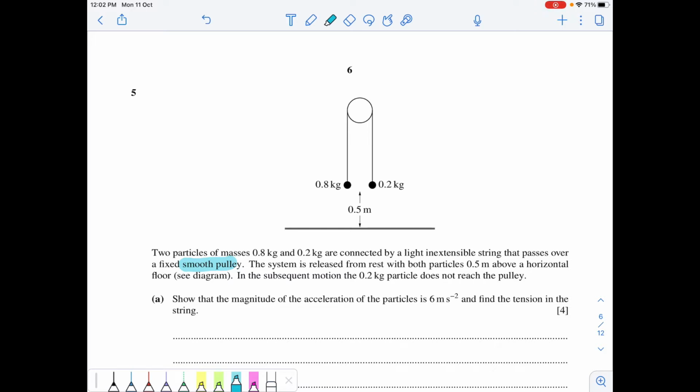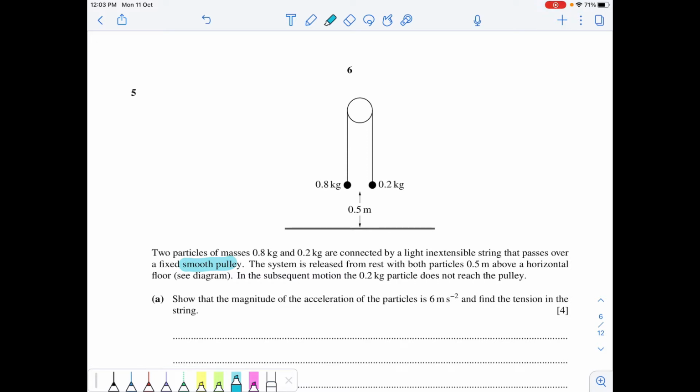Both particles are 0.5 meters above the horizontal. And in the subsequent motion, the 0.2 kilogram particle does not touch the pulley. In other words, the pulley is far enough away that it doesn't get affected by the pulley system. And the first thing they want us to do is show that the magnitude of the acceleration of the particles is 6 meters per second squared, and they want us to find the tension in the string.